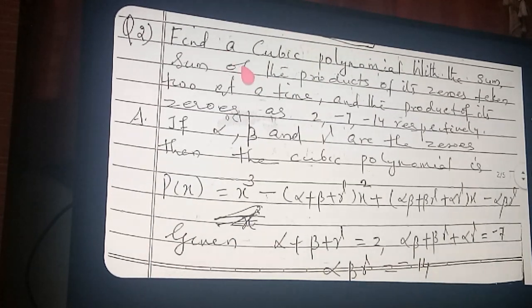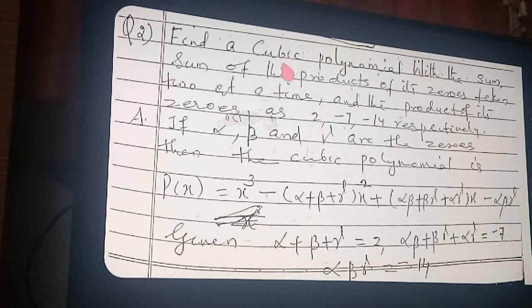Okay? Now, the second question of the polynomial: find a cubic polynomial with the sum of the product of its zeros taken 2 at a time and the product of its zeros as 2, minus 7, minus 14 respectively. The meaning is that alpha plus beta plus gamma is given as 2, alpha beta plus beta gamma plus alpha gamma is given as minus 7, alpha beta gamma is given as minus 14. Okay. So what you have to find out? You have to find the cubic polynomial.